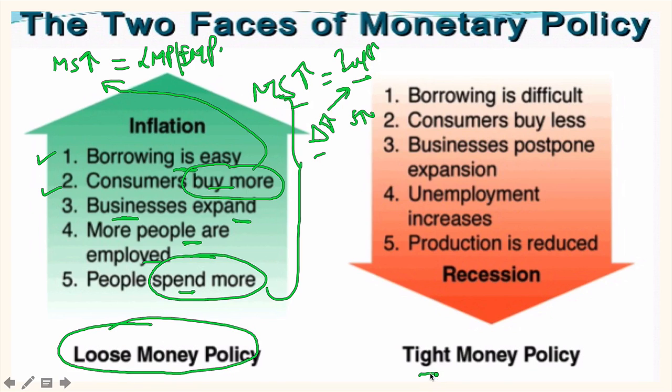And a tight money policy means that the RBI would not want excessive demand in the market. So it would make the borrowing difficult. You can't borrow much funds from the banks. Consumers would be able to buy less because money supply in the economy would be less. Businesses postpone the expansion because they are not getting easy access to loans. Unemployment increases because you don't get many jobs, as employers are not able to sell much, they are not able to generate much money. Production is reduced. Hence, there is a recessionary tendency in the economy. That is called tight money policy.